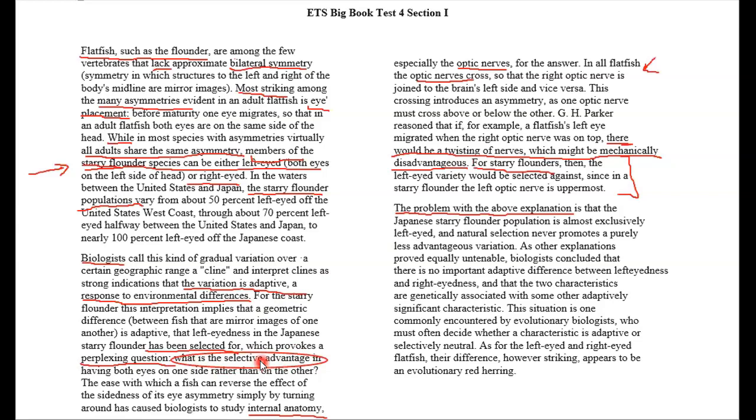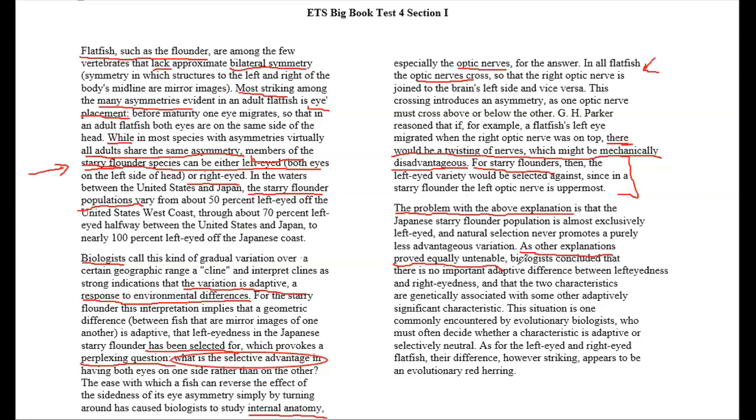right? And then this para says, third para, the problem with the above explanation is that the Japanese starry flounder population is almost exclusively left-eyed, and natural selection never promotes a less advantageous variation, obviously, right? As other explanations proved equally untenable, okay? So not just this explanation, the one provided in para number 2 here, but even the other explanations proved equally untenable. So none of the explanations was good enough, basically, okay?